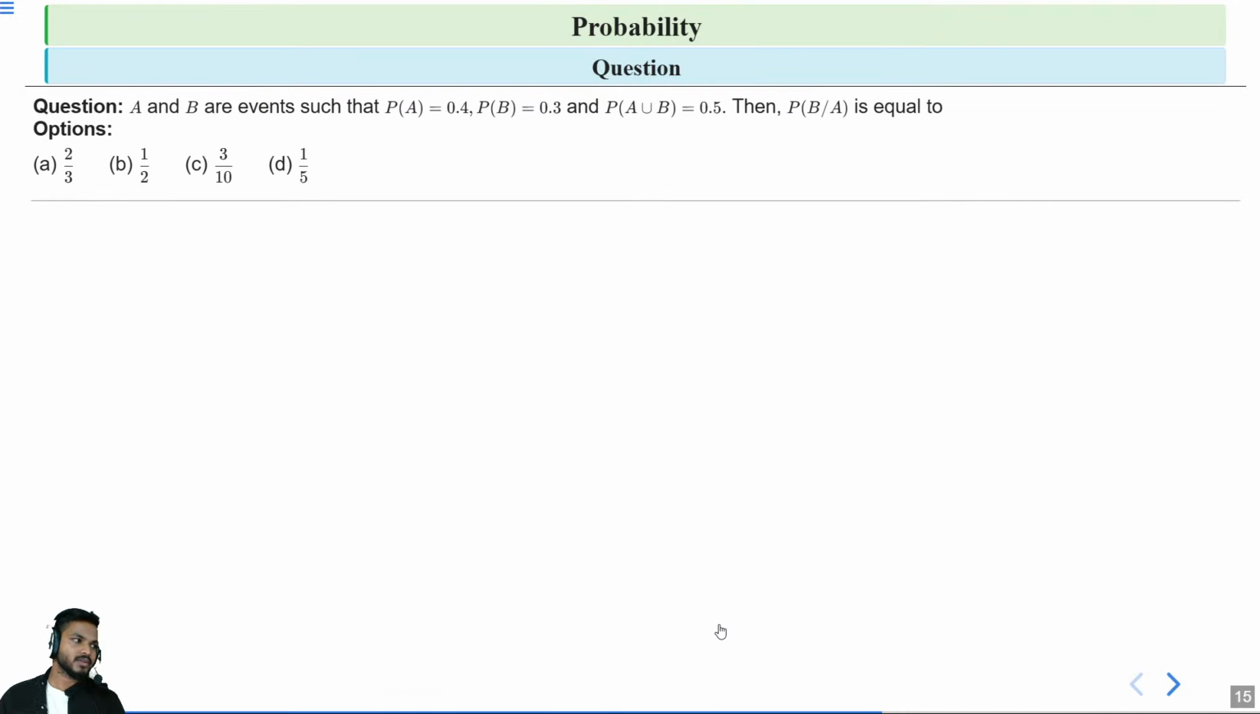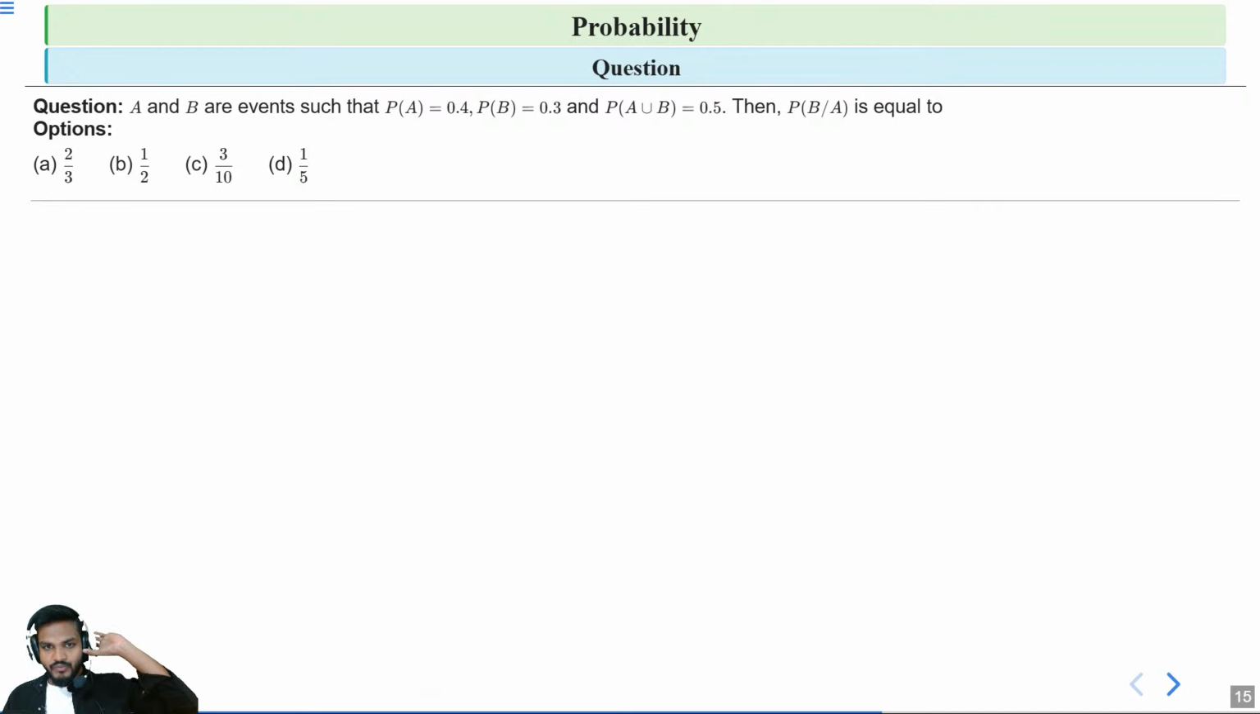Okay, next question. A and B are events such that probability of A is 0.4, probability of B is 0.3, and probability of A union B is 0.5. Then what is the probability of B given A? Options are 2/3, 1/2, 3/10, 1/5. So try this question. You just need to apply the formula.